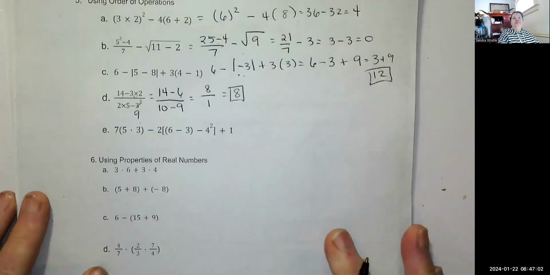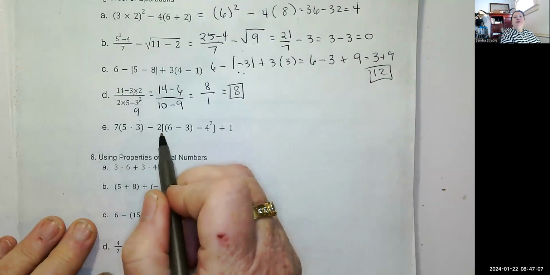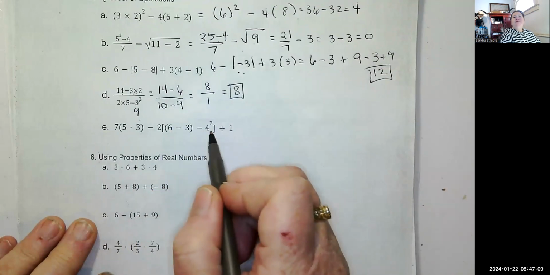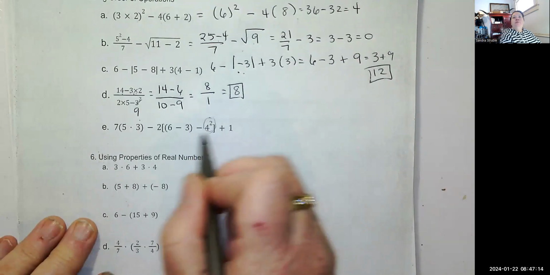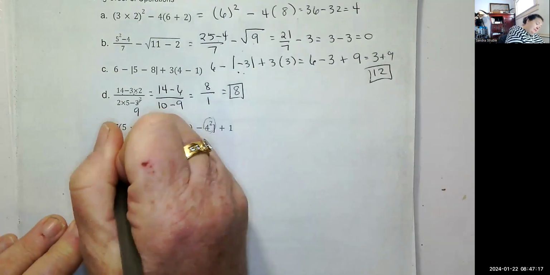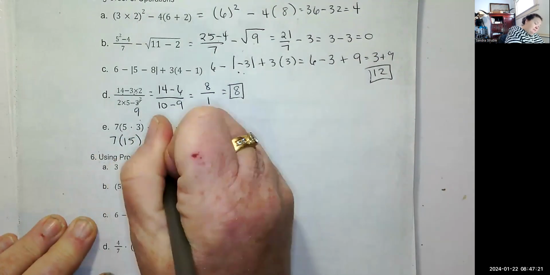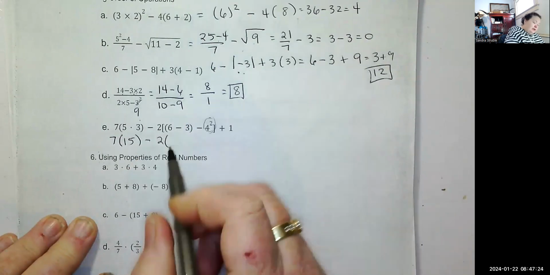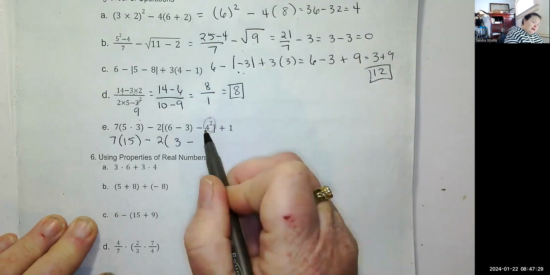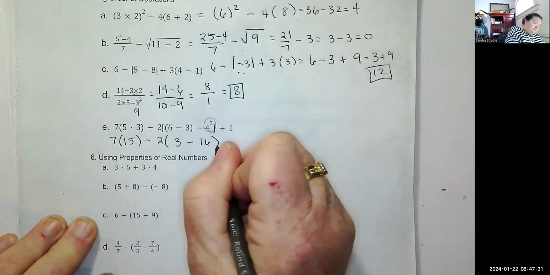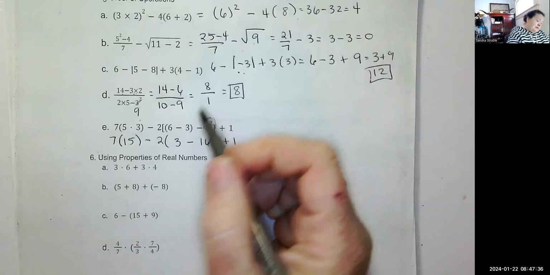Okay. Looked a little crazy at first. The next one is 7 times 5 times 3 minus 2 times 6 minus 3 minus 4 squared plus 1. Lord have mercy. Well, here's our exponent. We've got a lot of parentheses happening. So let's see if I can clean this up. 7 times 15, don't have my calculator, minus 2 times, well, we need to do the 6 minus 3, which is 3, minus, I'm going to go ahead and do the 4 squared, which is 16, plus 1.